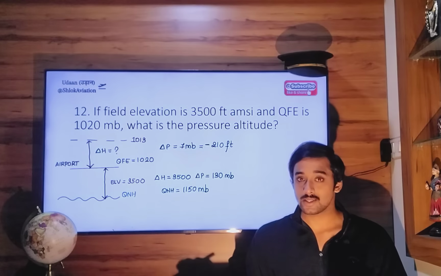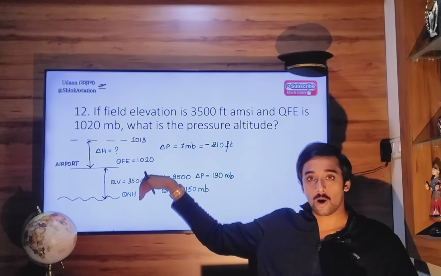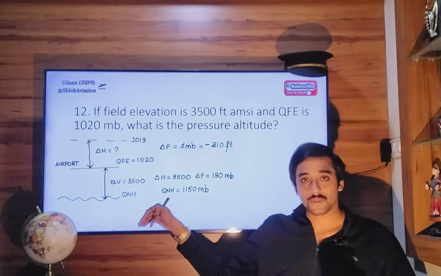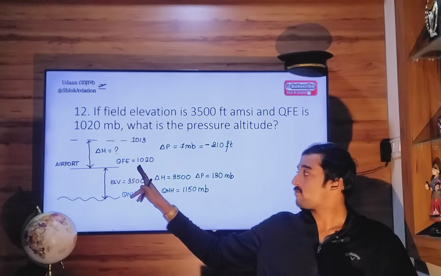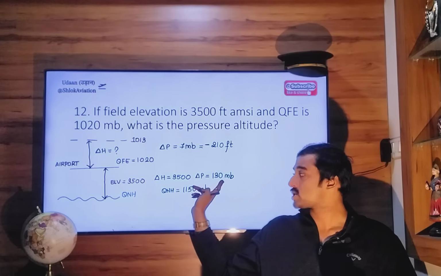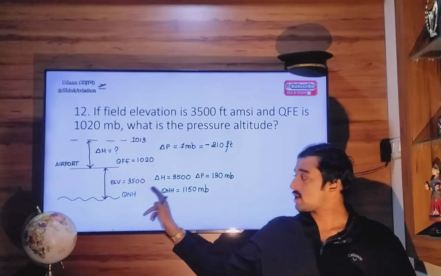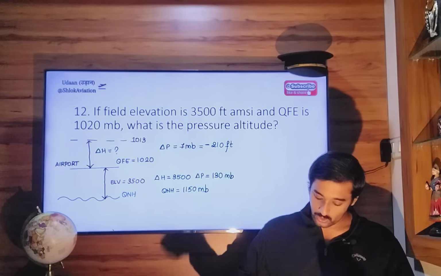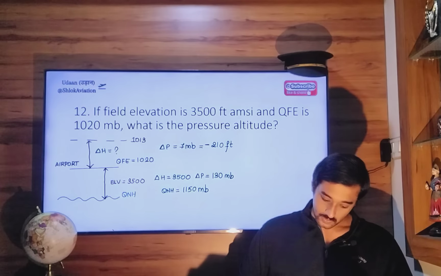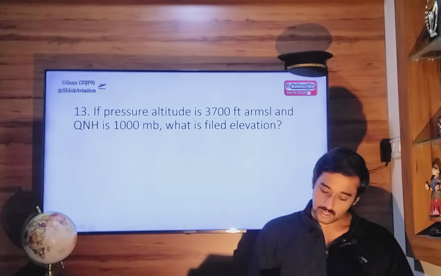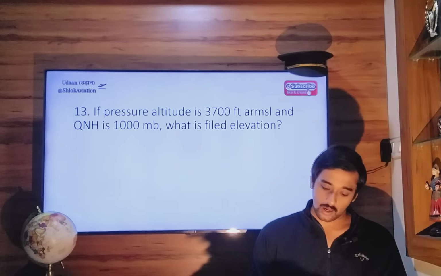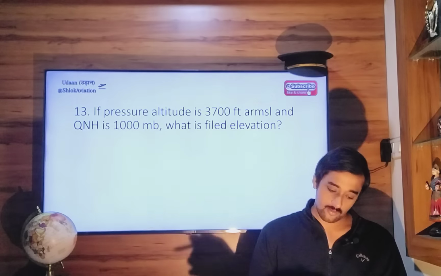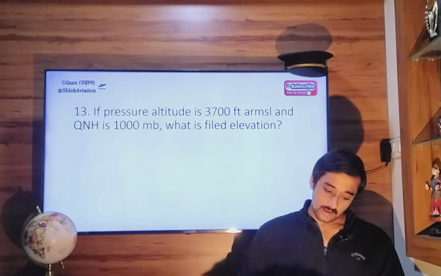Why have you added this? Because as you go to lower altitudes or lower levels, okay, the pressure, atmospheric pressure goes on increasing. So therefore 1020 plus this pressure difference of 130 gives us a QNH of 1150. Question number 13. Pressure altitude is 3700 and QNH is 1000. What is field elevation?